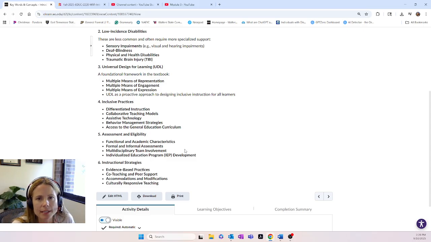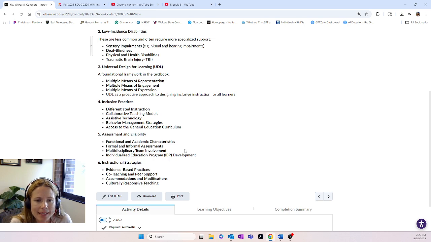So let's look at assessment and eligibility, right? What are those functional and academic characteristics that you're seeing in these students? Look at their formal and informal assessments. Look at the IEP development and the team and the goals they set.